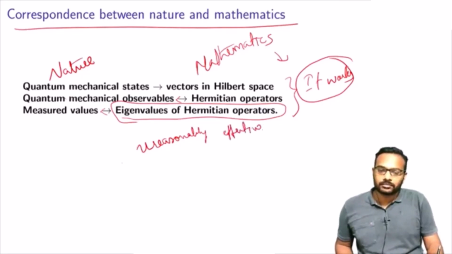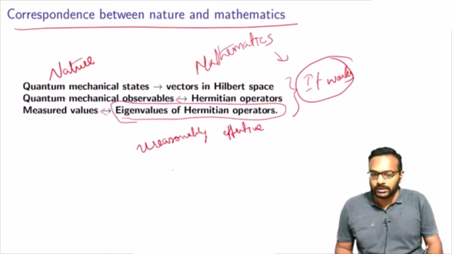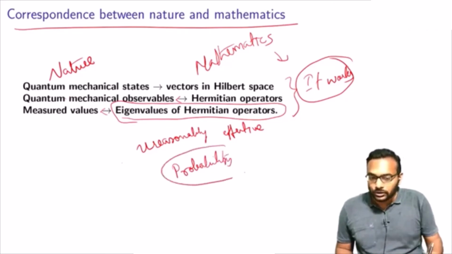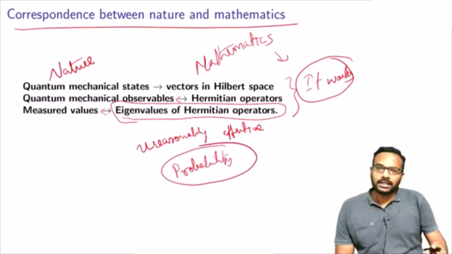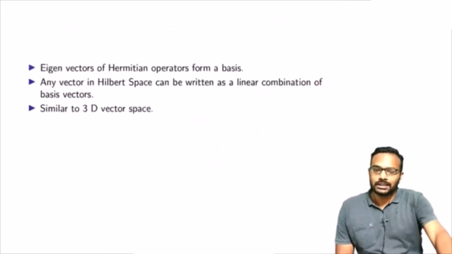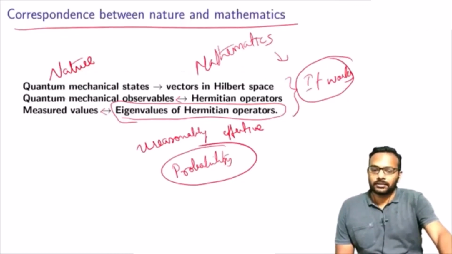So we have described the quantum mechanical state, we know how eigenvalues are there, and quantum mechanical observables are Hermitian operators. One thing that we missed out is probability. We also need to predict the probabilities of measurement, right? And that also can be identified using this thing that we'll be doing in the next session.